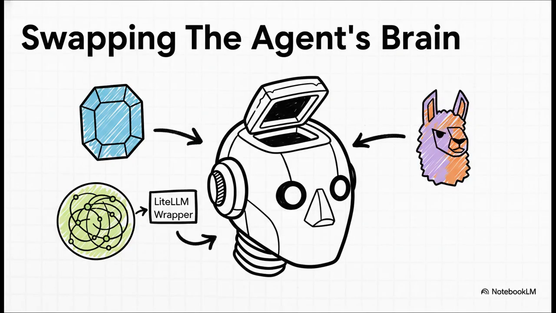And what about the agent's brain, the model itself? Well, while ADK is optimized for Gemini, it's totally model-agnostic. You're not locked in. If you want to use models from OpenAI or Anthropic, there's this clever little wrapper called LiteLLM that acts like a universal translator, so you don't have to change any of your agent's code. And if you want to run powerful open-source models right on your own machine, you just point ADK to a local Llama server. It's incredibly flexible.